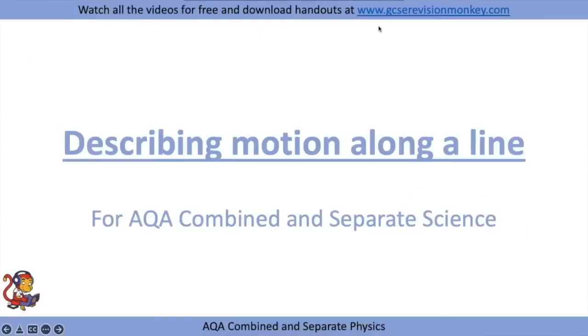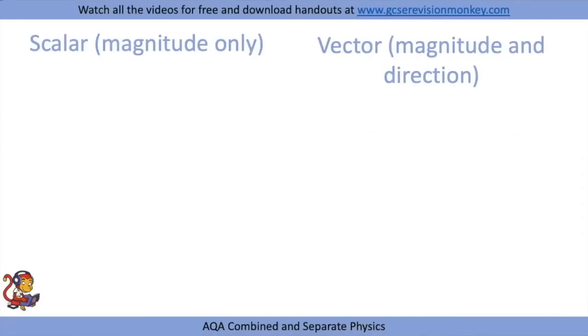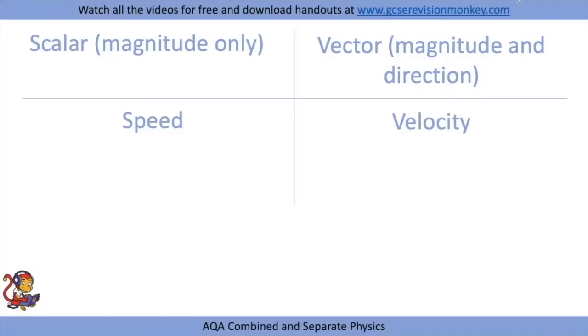In this topic, we need to distinguish between scalar and vector quantities, and the two we're going to focus on are speed and velocity. The scalar quantity speed has magnitude only, which means it only comes with a size, whereas velocity is classed as a vector because velocity tells you both the size and direction of movement. For example, with speed, if an object was moving to the right at 3 meters per second, we would just class the speed of the object as 3 meters per second.